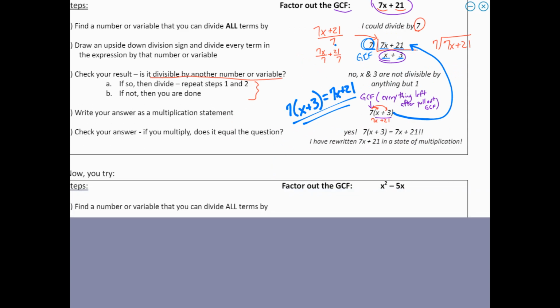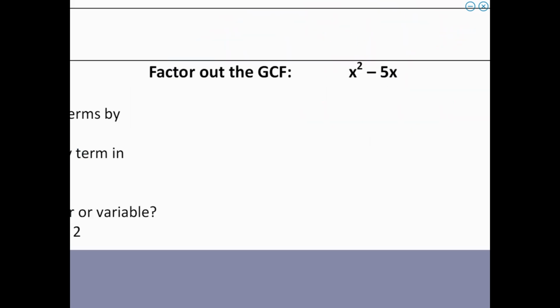So now if we look at this next example, we're going to do all the work on this one. They did the work on the last one, and this one we're going to do the work on. So what is the greatest common factor between x squared and 5x? Is there a number that's in common with both of them? No. 1, but 1 doesn't matter. What about a variable in common with both of them? X. So our greatest common factor is x.